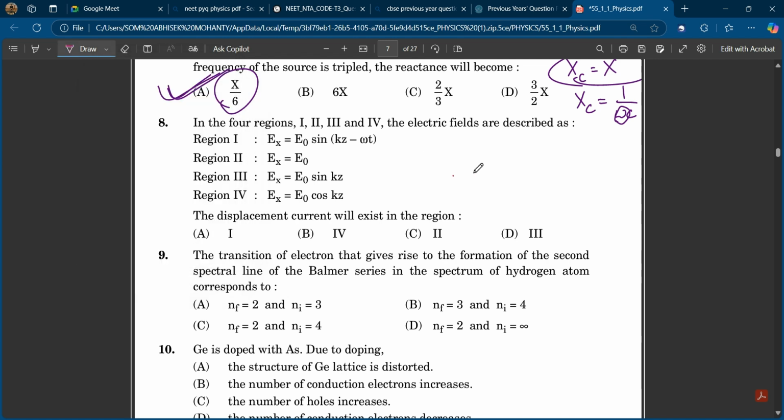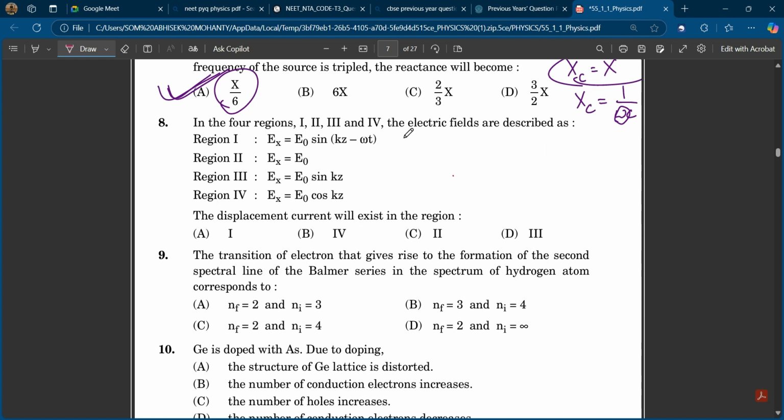Four regions, 1, 2, 3, 4, with electric fields described like this. Displacement current will exist in which region? Displacement current will exist in region 1. First of all, to do this question, we need to know what displacement current is.